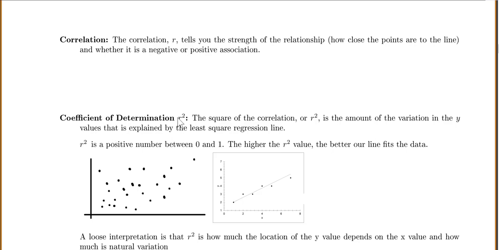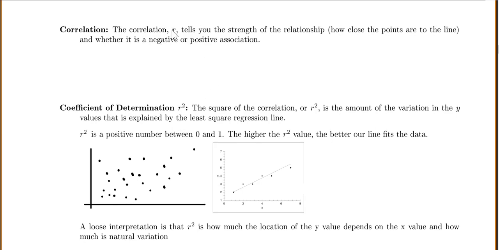You have the coefficient of determination, r squared. If correlation is r, then r squared is literally just r squared. You can just square your correlation. This one is very interesting to us because it tells us the amount of variation in your y values that's explained by your least squares regression line.